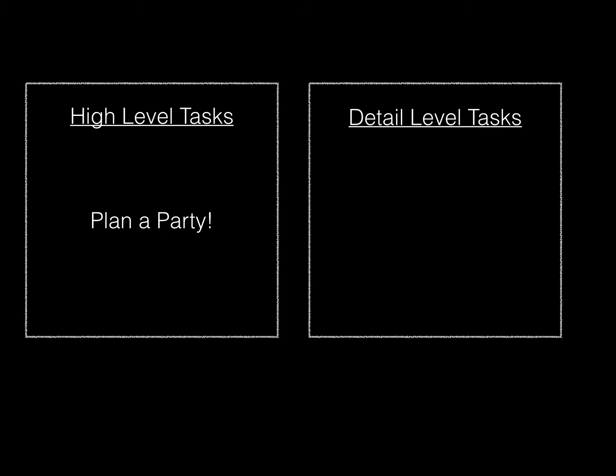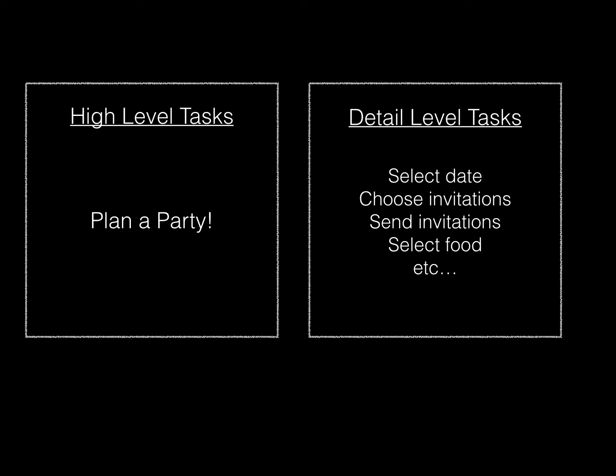So for example, you can have two types of tasks. One is called a high-level task, and that could be something like planning a party. Very high level, there are a lot of details associated with it, but that's a task. Planning a party is a task. But at the detail level, you also have a lot of very specific things that need to get done, such as selecting the date, choosing invitations, sending invitations, selecting food, etc., etc.